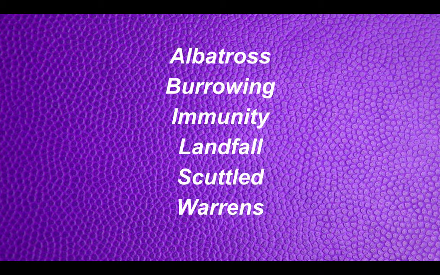Let's get started. The first 6 words, the words we are focusing on in this lesson, I have put here on the screen. So let's have a look at them. We'll read through them. The words are albatross, burrowing, immunity, landfall, scuttled, and warrens.